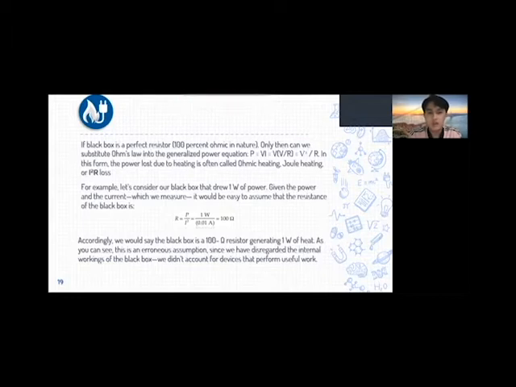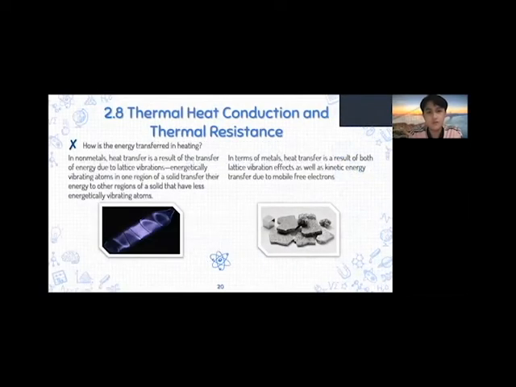As you can see, this is an erroneous assumption since we have disregarded the internal workings of the black box. We didn't account for the device performing work, thermal heat conduction, and thermal resistance. In this case, we find the answer. How is the energy transferred in heating? We have this in non-metal and this in terms of metal.